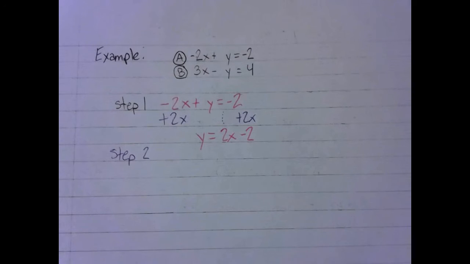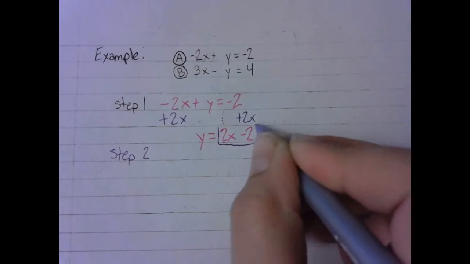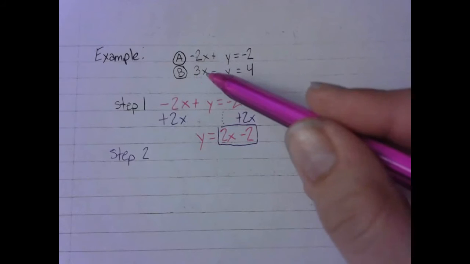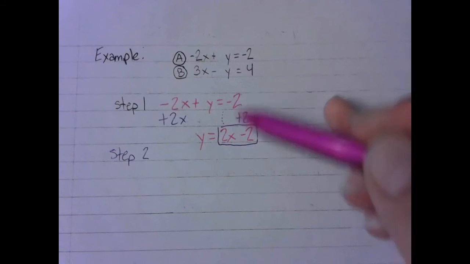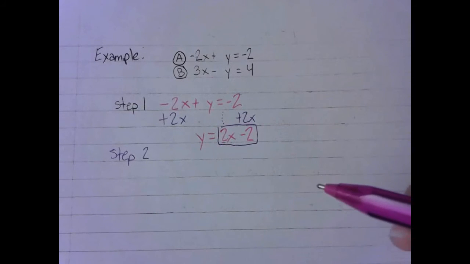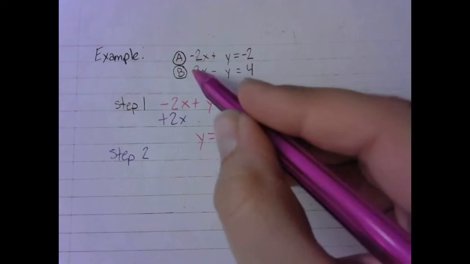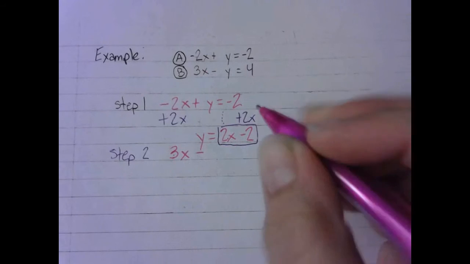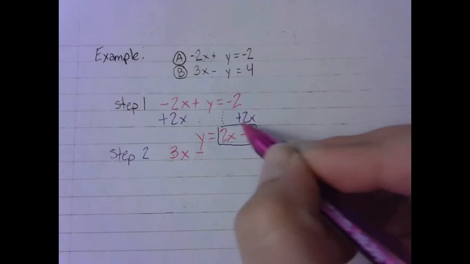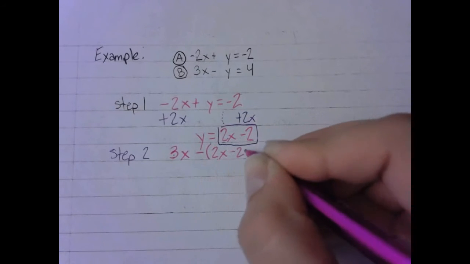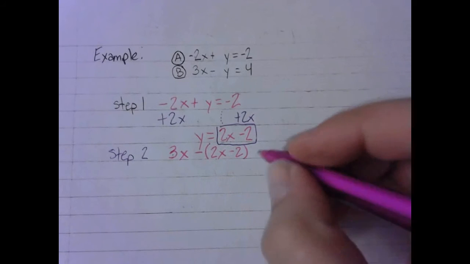Okay, here's step 2. We're going to take just this part, this y equals, and substitute it into the other equation. So here's our other equation. Instead of writing 3x minus y, instead of y, we're going to write 2x minus 2, since we just said y equals 2x minus 2. So this is what we're doing. Here's our other equation, not the one we just used: 3x minus, but instead of y, we're going to substitute in this, since this is equal to y. So minus (2x minus 2). And that still equals 4.